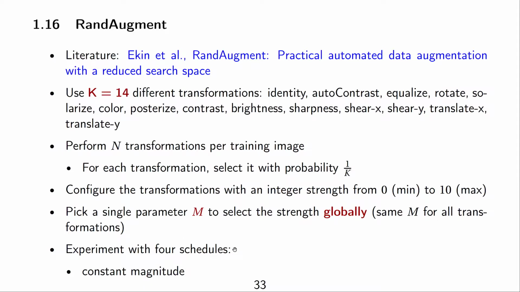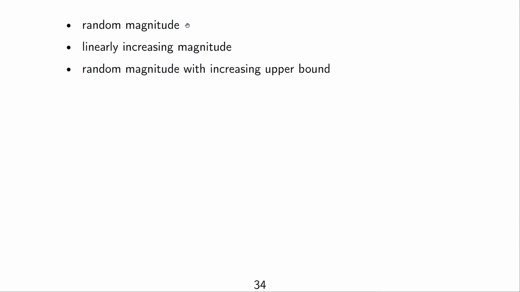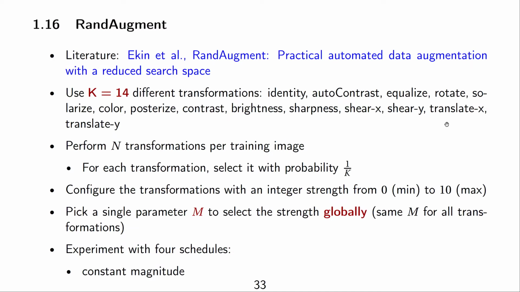The authors also experiment with 4 different schedules, but report that all of them more or less work the same, so just pick the simplest one, which is to use an m with constant magnitude. So the first schedule is to have constant magnitude m, then a random magnitude, then a linearly increasing magnitude, and a random magnitude with increasing upper bound.